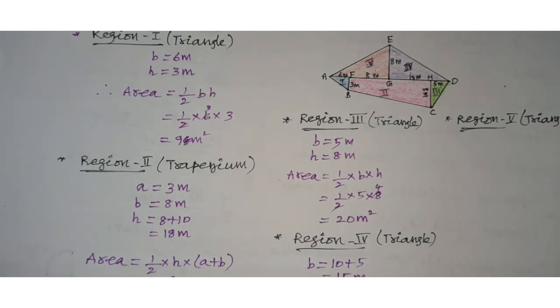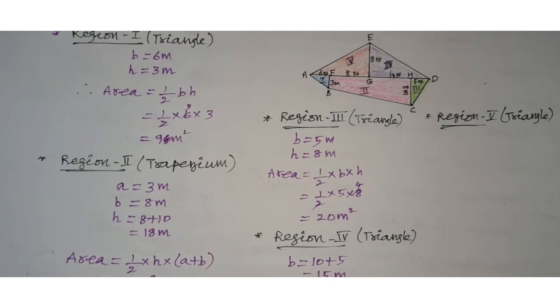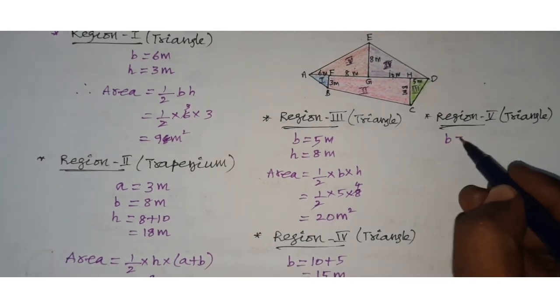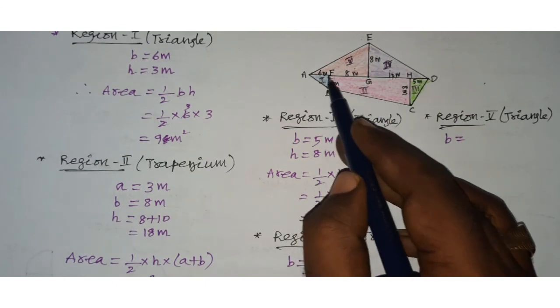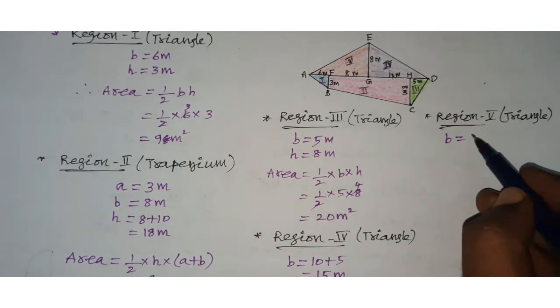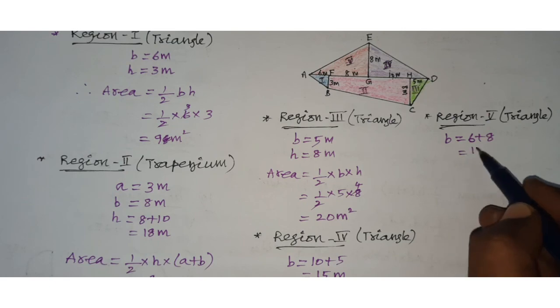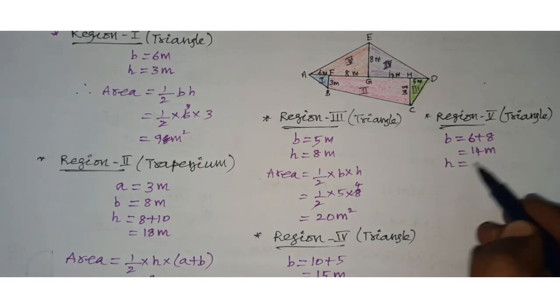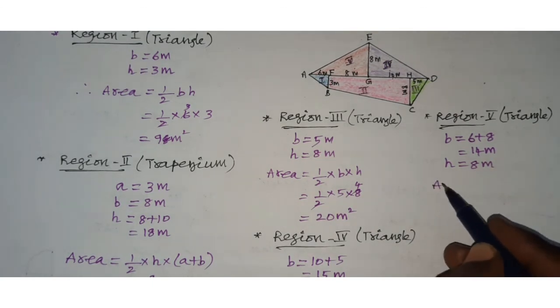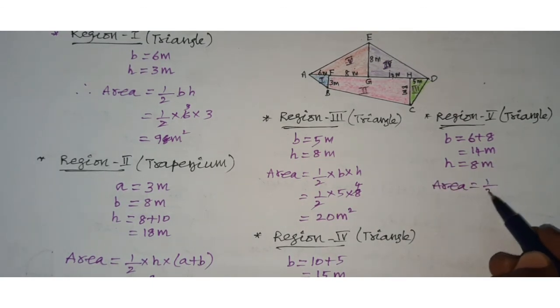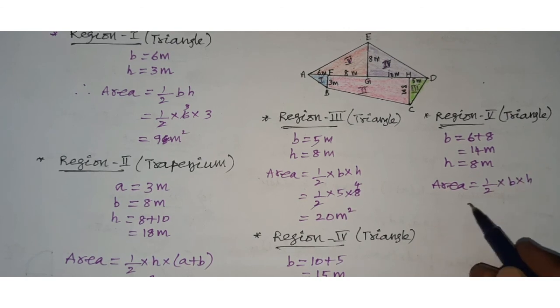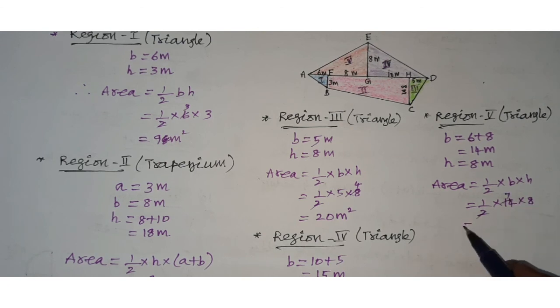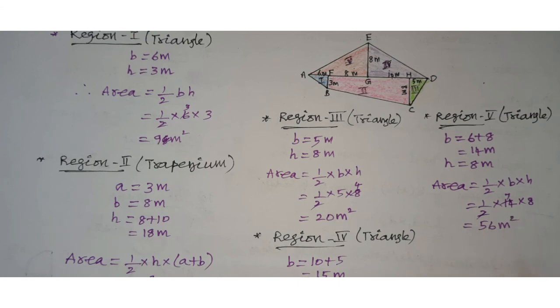A right angled triangle. Okay. Here also we have to find base and height. Here base equal to, look at children, full length 6 plus 8. That is 14 meter. And height equal to this 8 meter. Okay. So therefore this area equal to half into B into H. So 1 by 2 base 14 height 8. So 2 ones are 2, 7 eights are 56 meter square.